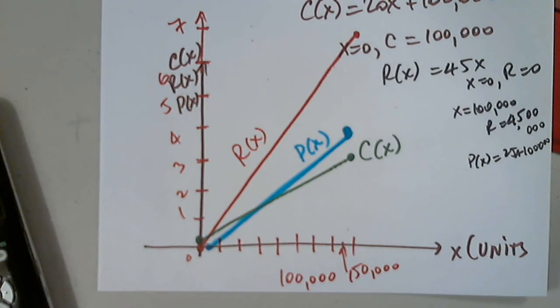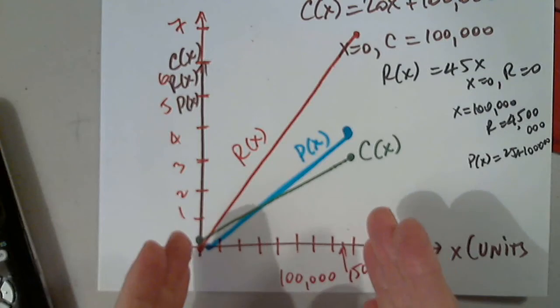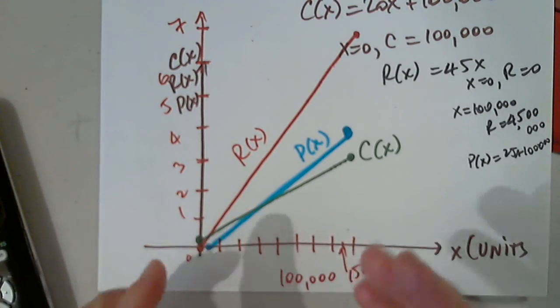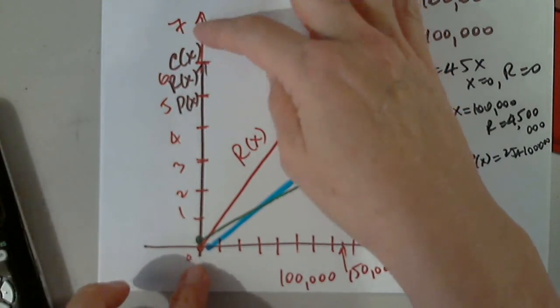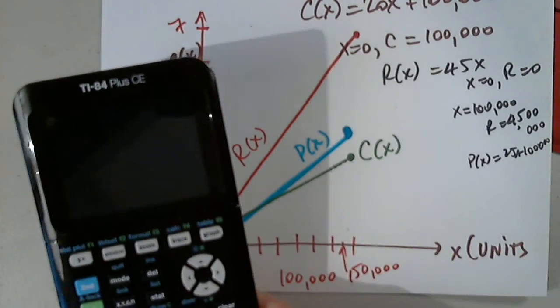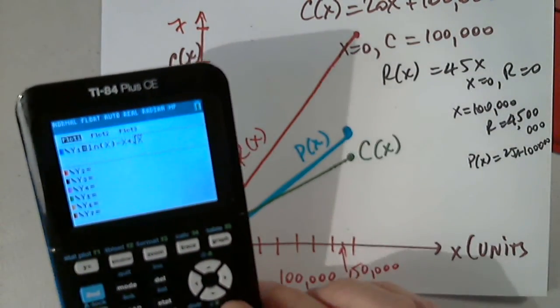Okay, we graphed all of them. You realize that I needed a lot of thinking to see how big the unit I choose on the x-axis, how big the unit I choose on the y-axis. And yes, we can graph all these three with a graphing calculator. Let's do just that.